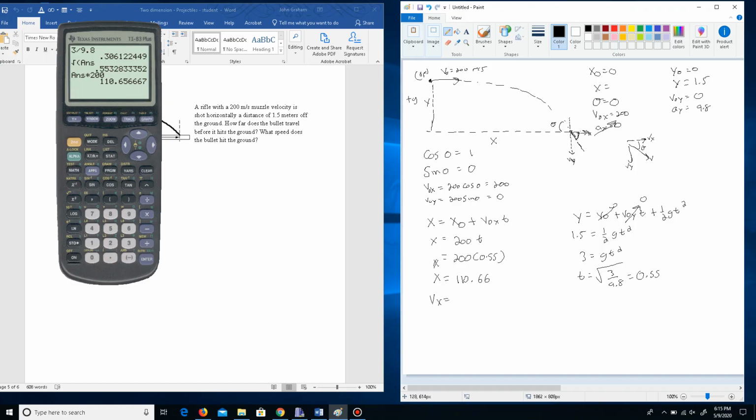Vx is easy. It doesn't change. So we actually knew it from the beginning, it's 200, since Vx equals V initial Vx. Vy equals V sub 0y plus gt. In this case that's 0, so Vy equals 9.8 times 0.55. You get 5.39.